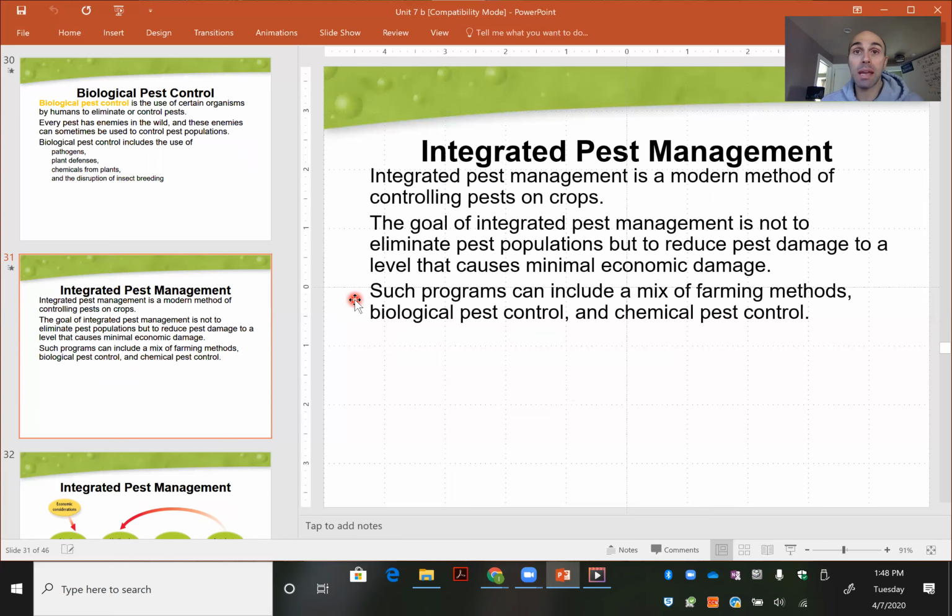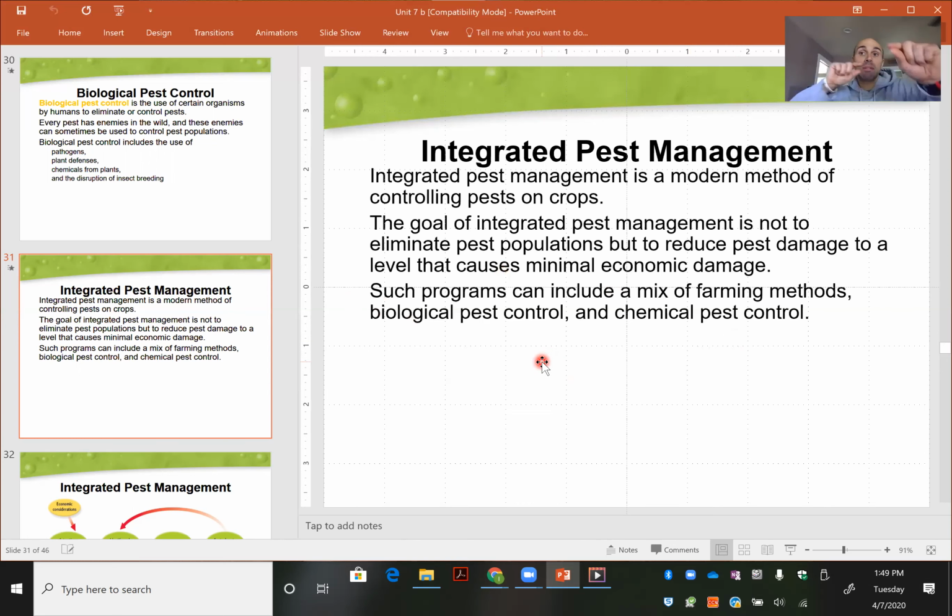And the goal of IPM, or integrated pest management, is not to eliminate pest populations, but to reduce the damage caused by them. So a pest is really an organism that makes economic damage. If it's not making economic damage, right? If it's not eating your crops, is it still a pest? No. So if you cannot necessarily kill the pest, but stop it from creating that economic damage, then you're essentially reaching the goal.